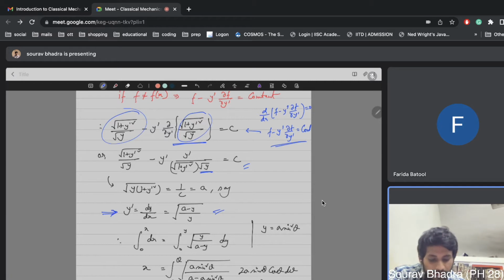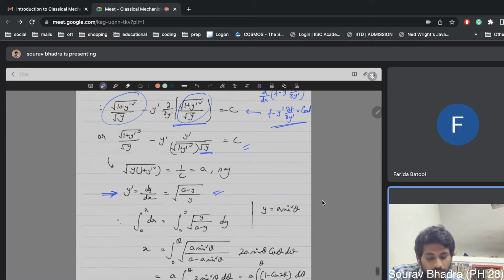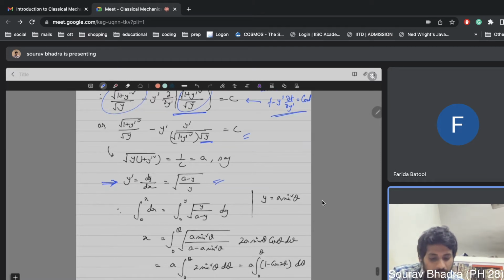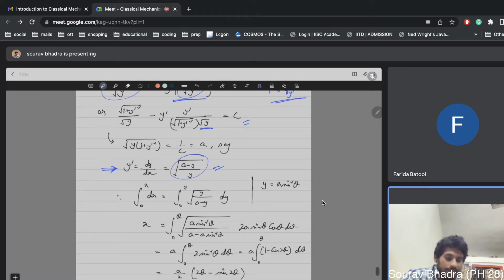y dashed equals root of (a minus y) by y. Here a is 1 by c, and as c was a constant, a is also a constant. So we got our equation in terms of dy dx. Now we will integrate it to get our x. So dx means dy divided by the factor on the right hand side. That I have written, and I am just doing the integration.